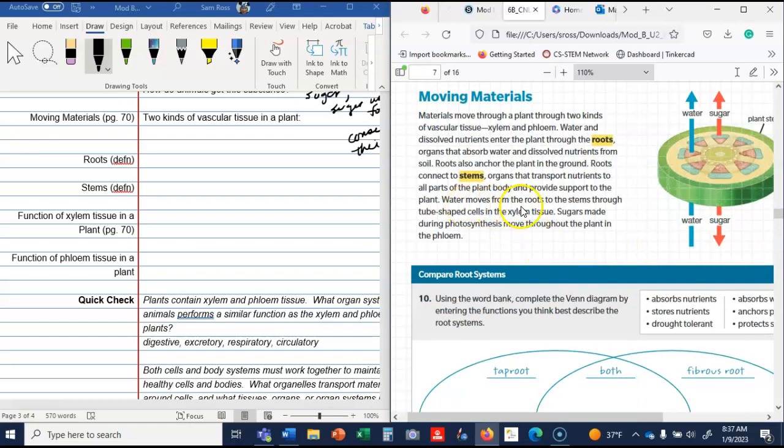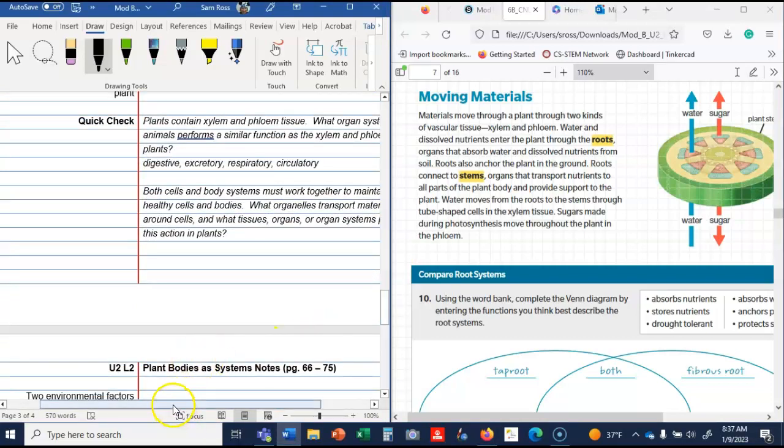It says water moves from the roots to the stems through the xylem tissue, through tube-shaped cells in the xylem tissue. So xylem tissue moves water, okay? Sugars and nutrients are moved through the phloem. Sugars made during photosynthesis move throughout the plant in the phloem. This is the last two sentences here. All right, so let's do these quick checks.